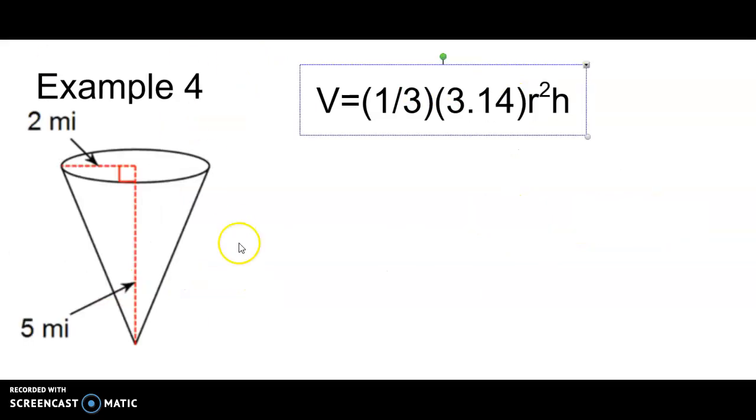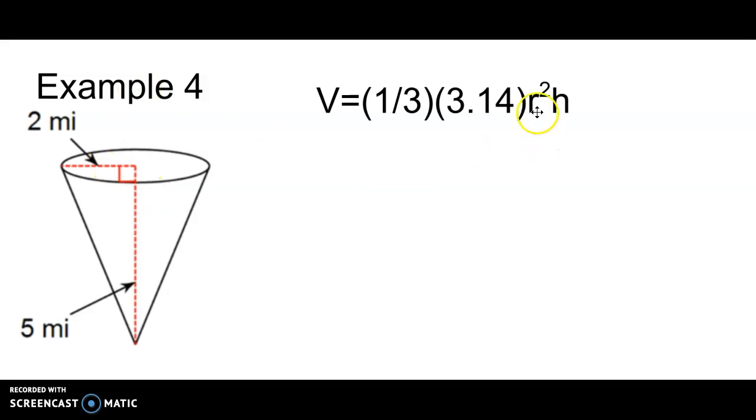Let's go ahead and move to example 4. Example 4 is a cone. We know it's a cone because the base of this shape, or this solid rather, is a circle. And cones come out of cylinders. So we are going to basically find the volume of the cylinder and then multiply it by 1/3 because that's the only piece that we want.